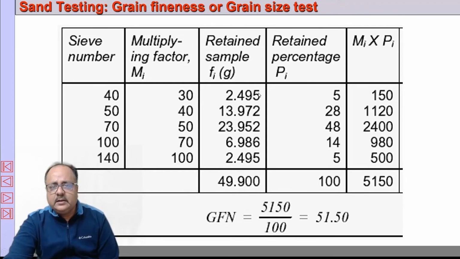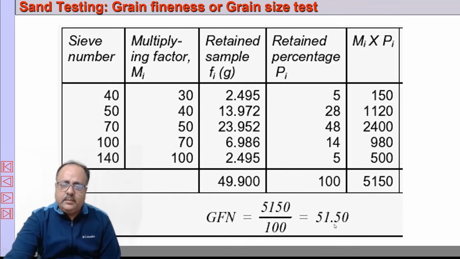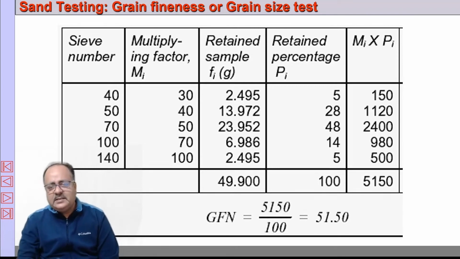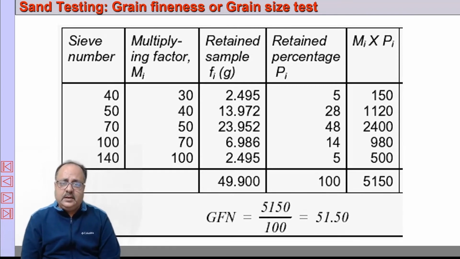So 5% multiplied by its factor gives 150. Total percent is 100%. 28 into 40 will be 1120. Like that we calculate this. So this will be the numerator, 5150 divided by 100% will give you 51.5. So this is the average fineness of the grain.